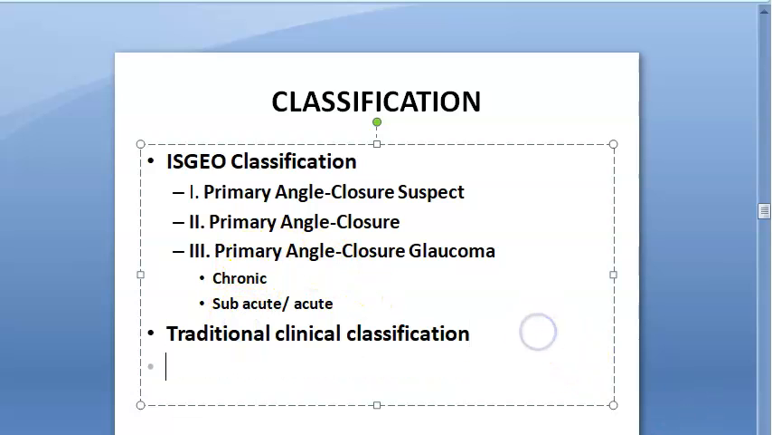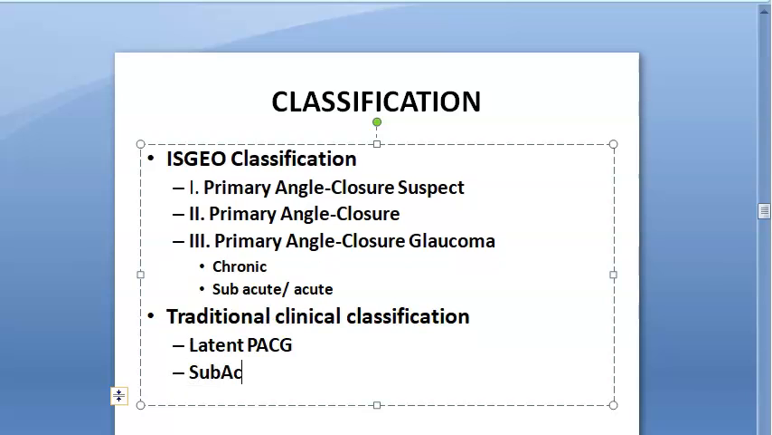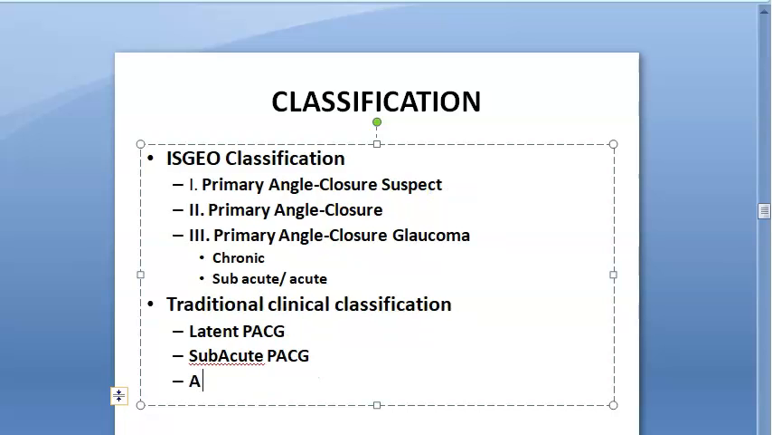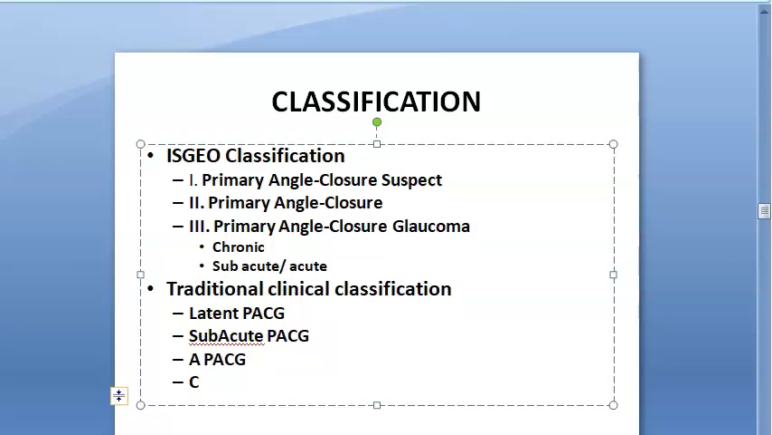Okay. Traditional clinical classification is latent primary angle closure glaucoma, then subacute primary angle closure glaucoma. Guys, focus. Then acute primary angle closure glaucoma. Primary means what, guys? You don't know the cause. It's not related to any other known disease. Chronic primary angle closure glaucoma. Same thing only: latent, subacute, acute, chronic. Okay, and chronic is the most common, right? You know that.